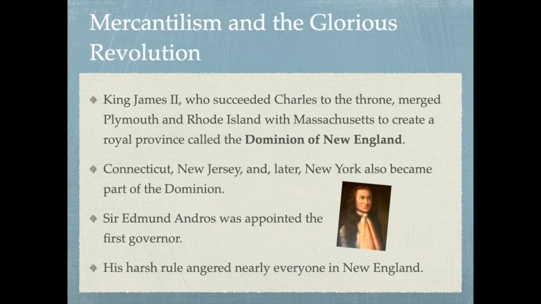King James II, who succeeded Charles to the throne, merged Plymouth and Rhode Island with Massachusetts to create a royal province called the Dominion of New England. Connecticut, New Jersey, and later New York also became part of the Dominion. Sir Edmund Andros was appointed the first governor. His harsh rule angered nearly everyone in New England.